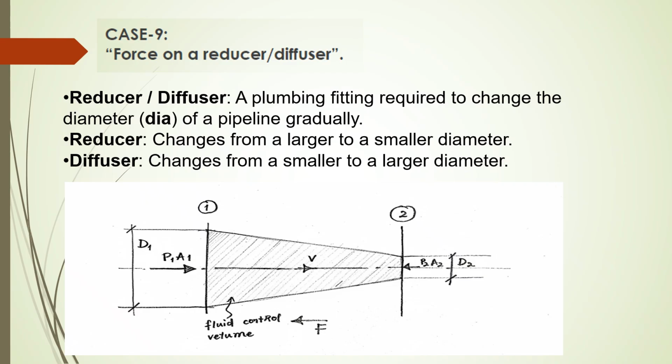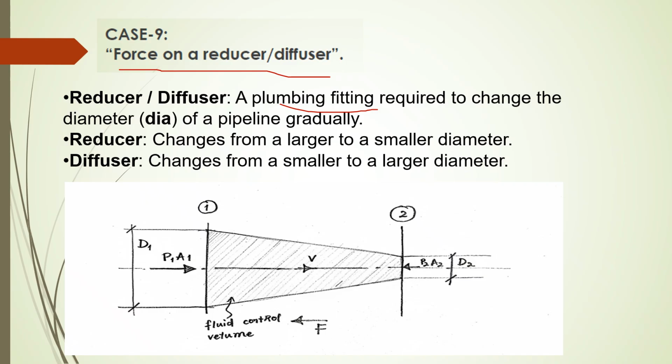Then we will discuss case number 9. That is very simple, where you need to determine the force on a reducer or diffuser. Diffusers and reducers are plumbing fittings required to change the diameter of the pipe gradually. Reducers are used to change from larger to smaller diameter of the pipe, and diffusers are used to change from smaller to larger diameter. It depends upon the direction of the velocity.